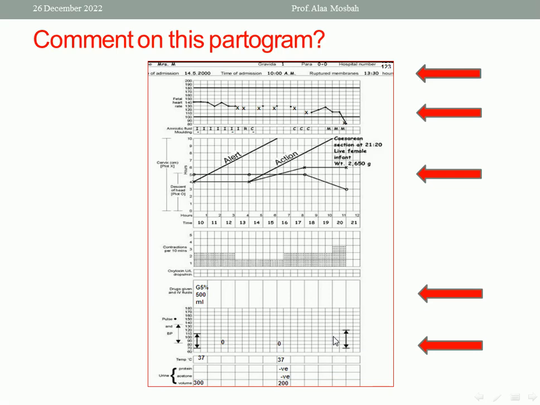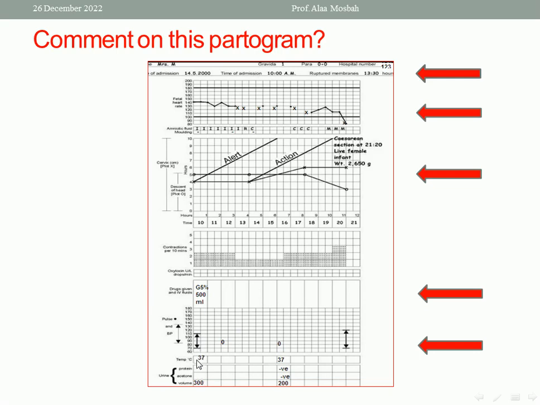This part, as I said before, is for maternal well-being, pulse and blood pressure. Pulse was normal, about 90 and 80. No problem with the pulse. As regards the blood pressure, this double-headed arrow, the upper head for systole and the lower head for diastole. So she started with 110 over 70, then became 120 over 70, within normal. So we commented here on the pulse and the blood pressure.